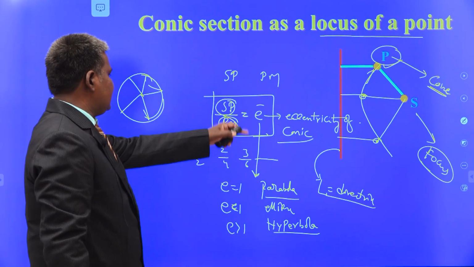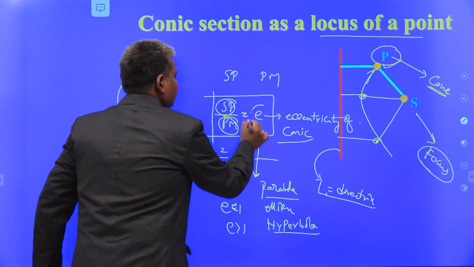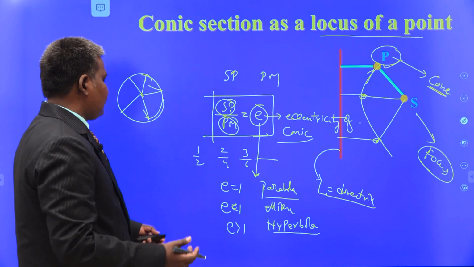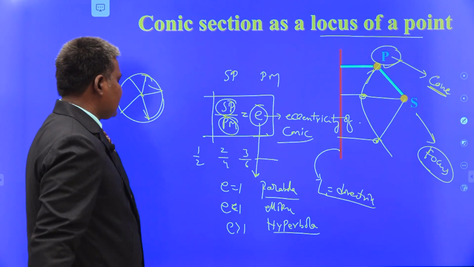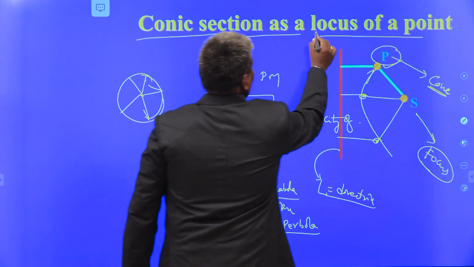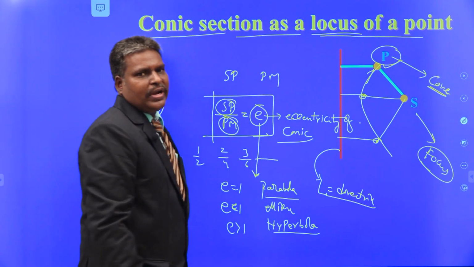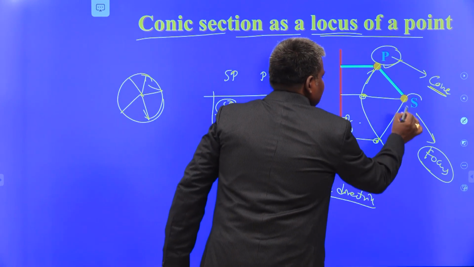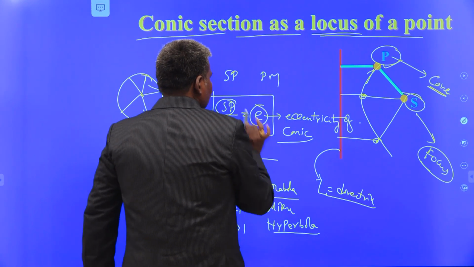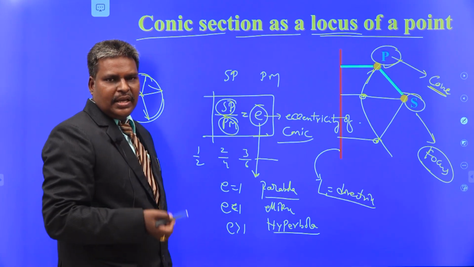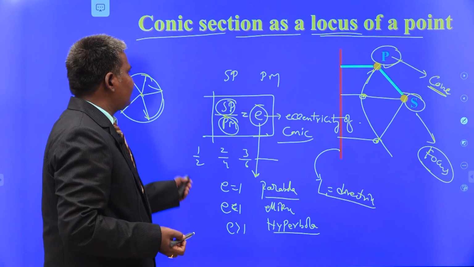SP by PM is equal to what? E here. E equal to 1, we obtain a parabola. E less than 1, we obtain an ellipse. E greater than 1, we obtain a hyperbola. In this manner, we can define the conic section as a locus of a point. Once you know the focus, that is the fixed point, and the directrix with eccentricity E, can you write the equation of the conic or not? Yes, we can easily write the equation of the conic.